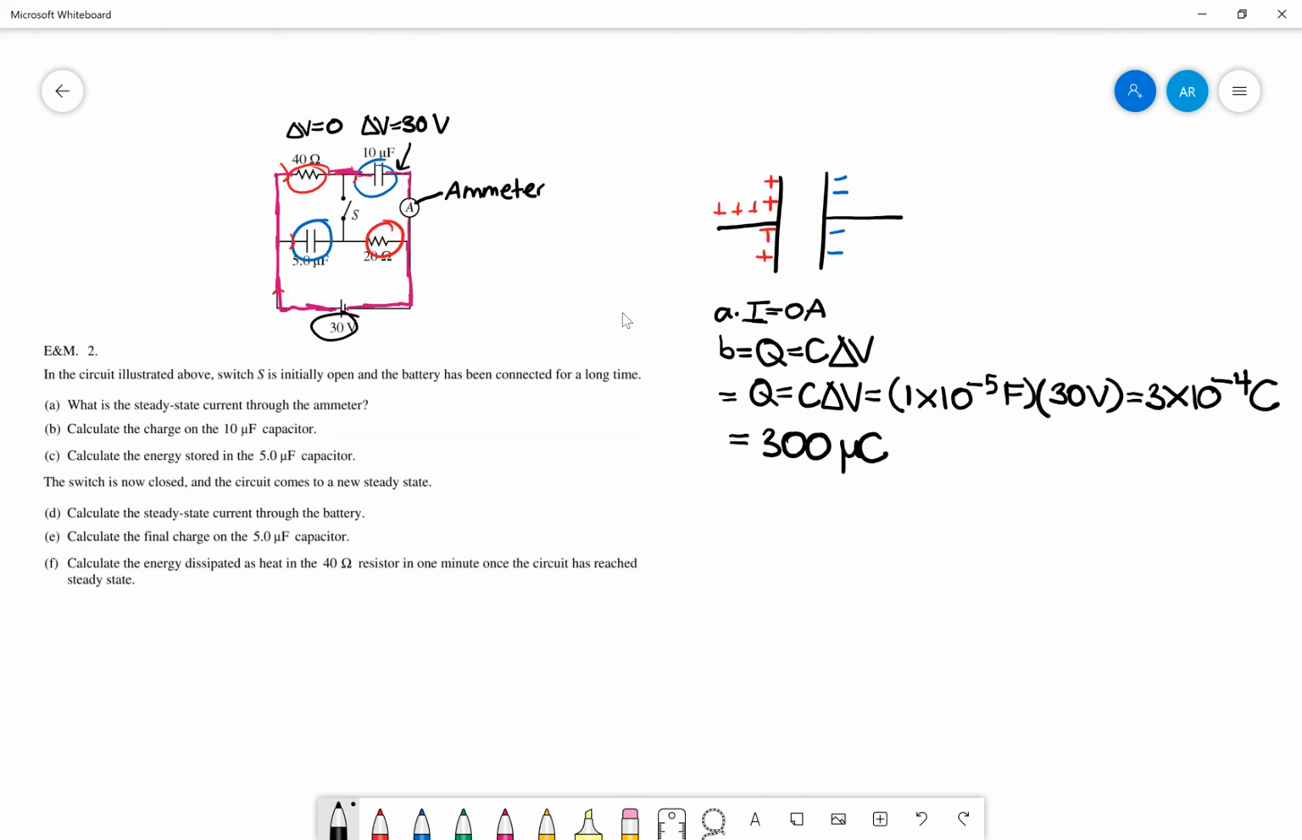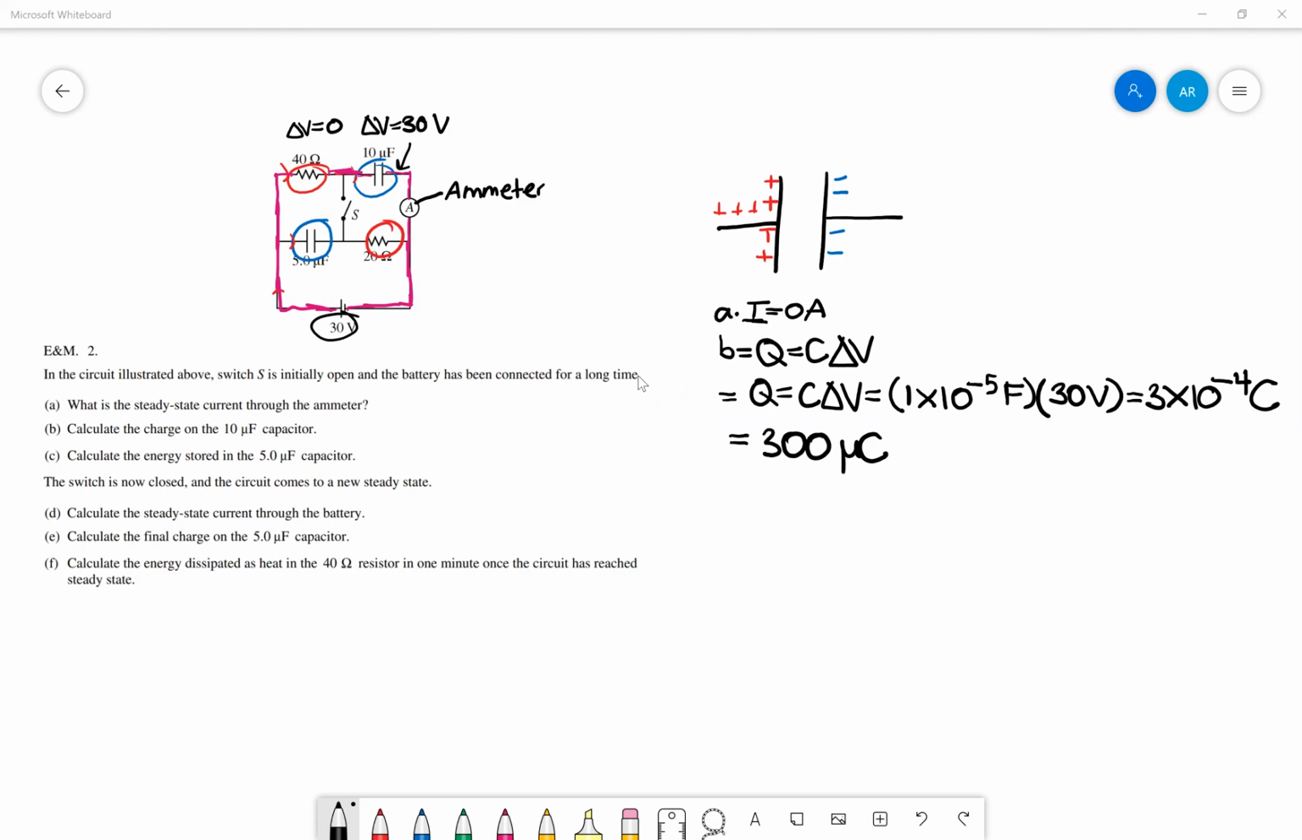Okay, we have no questions. So seeing as we have no questions, let's move on to part C. Part C asks us to calculate the energy stored in the 5 microfarad capacitor.